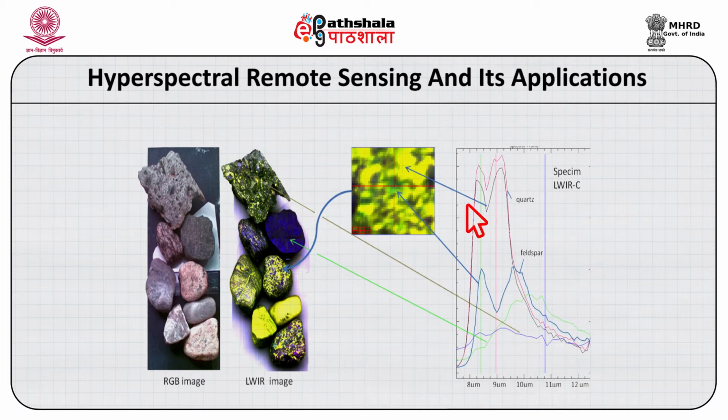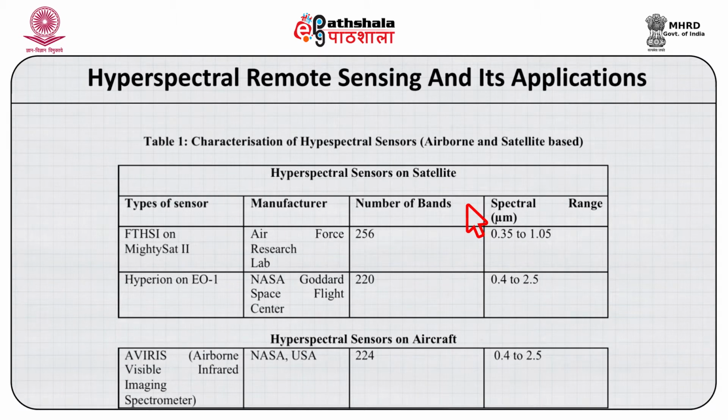So, to give a better understanding in a tabular form, I have categorized the different characteristics of hyperspectral sensors, that is airborne or satellite based, which is clearly shown in table 1. Now, in table 1, on the right side we have the spectral range, then to the left of it the number of bands, then the manufacturer, that is not so important, then on the left side we have the type of sensor. The one type of sensor is FTHSI on MightySat 2, manufacturer is Air Force Research Lab. Second is Hyperion, which is widely used in today's context.